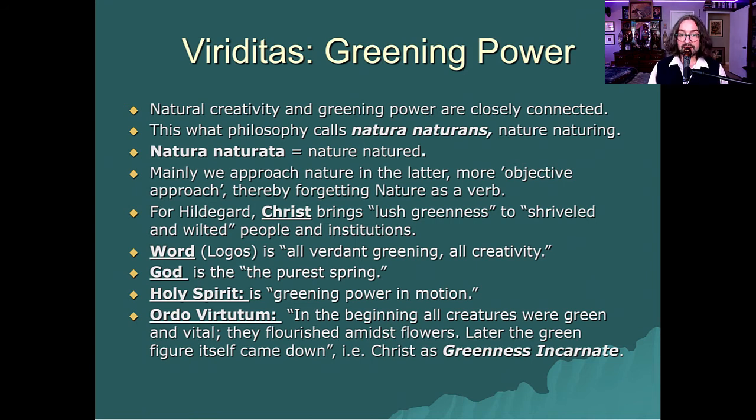She re-understands the elements of the Trinity and Christian theology in terms of nature's greening power, such as the Word or Logos, which is all verdant greening, all creativity. God is the purest spring or source. The Holy Spirit is greening power in motion, and Christ is greenness incarnate.